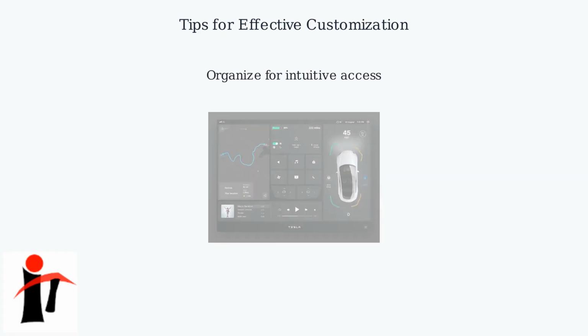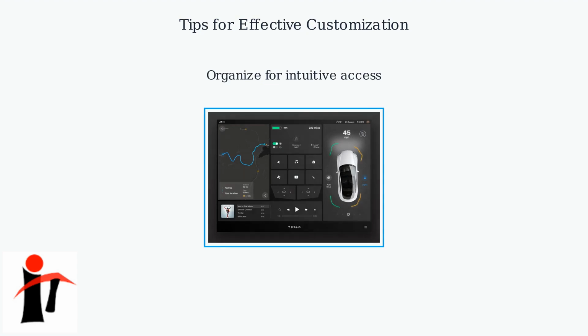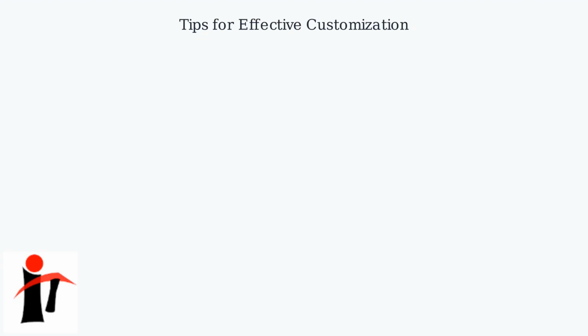Arrange your controls in a logical order that makes sense for your workflow. Place frequently used features in easily accessible positions. Group related functions together, such as climate controls or security features. A well-organized setup saves time and reduces frustration.